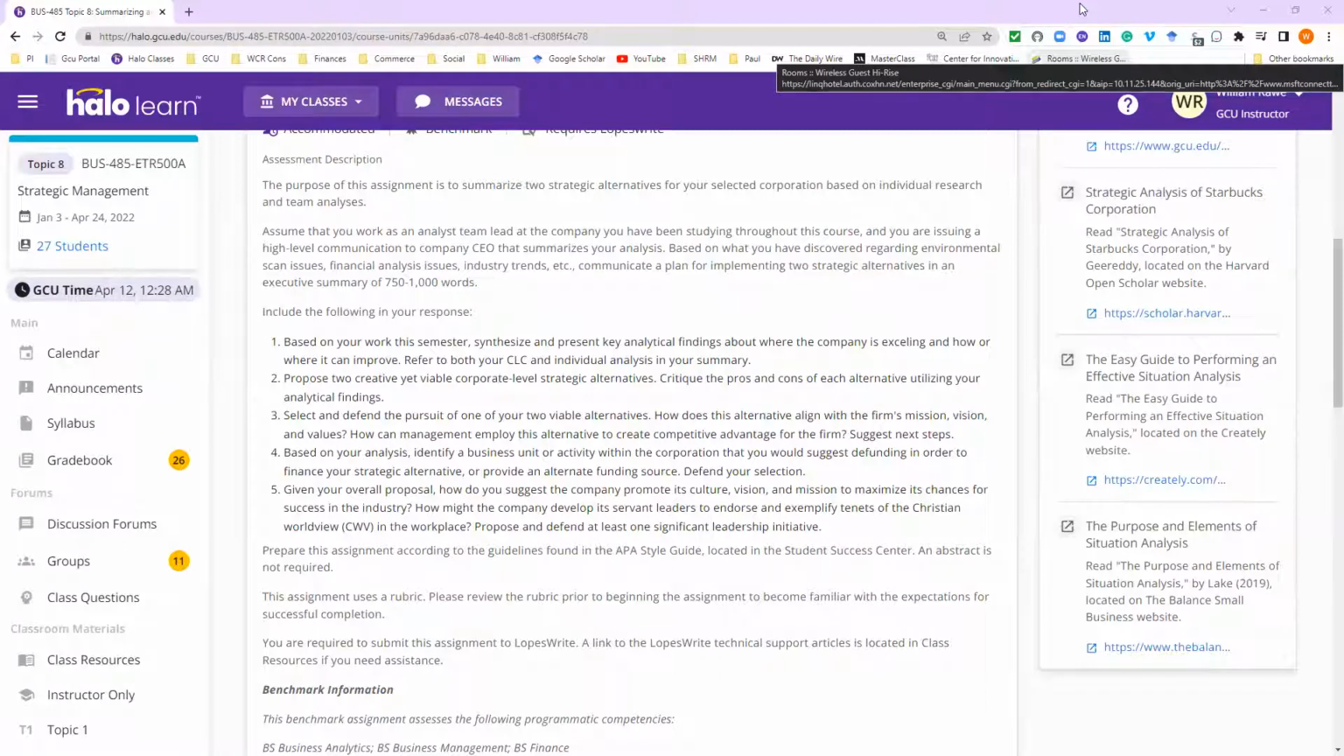says, given your overall proposal, how do you suggest the company promote its culture, vision, and mission to maximize its chances for success in the industry?